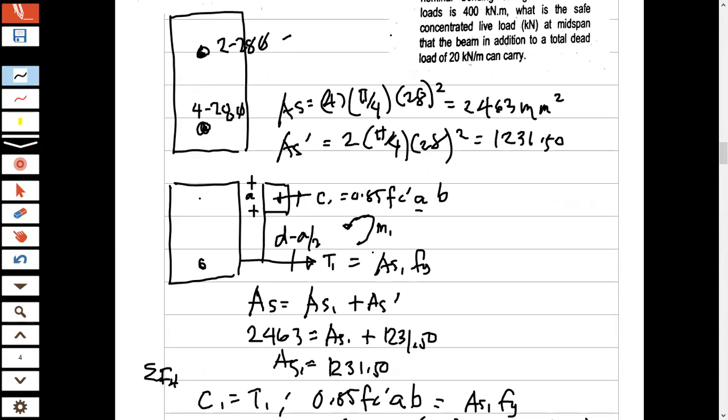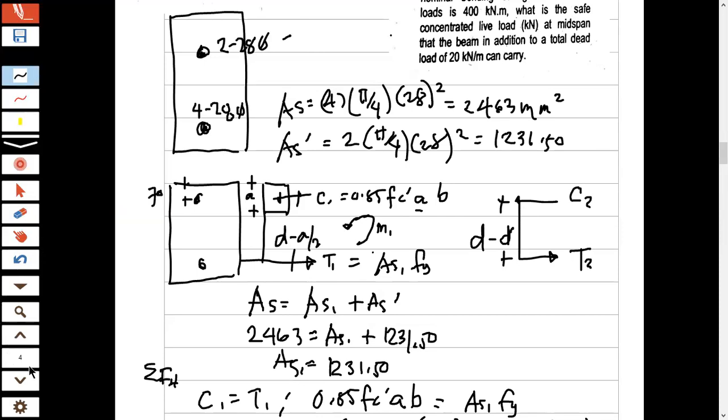For the reinforcement here, the distance is 70. Concrete, not concrete cover: the distance from the topmost fiber to the center of the reinforcement. So it's there, this one is C2. And then you have here, this is the T2. Okay? Then this distance happens to be D minus D prime. So we can have here T2 times D minus D prime.